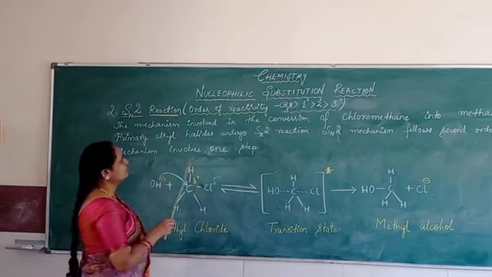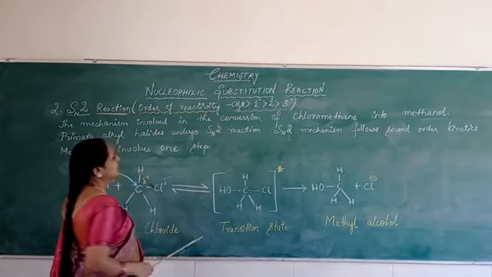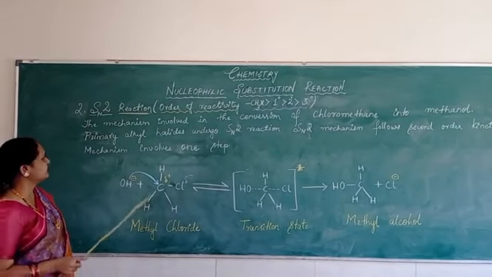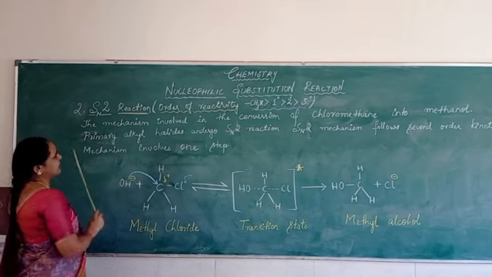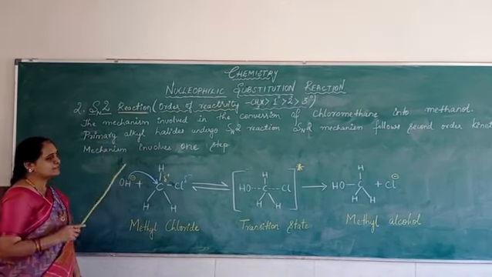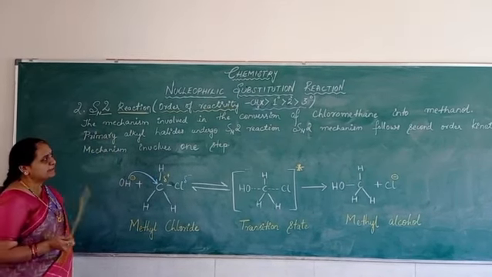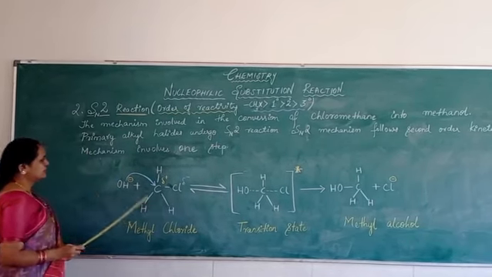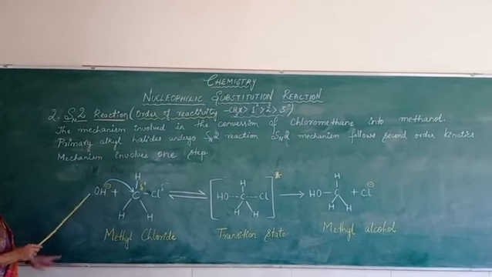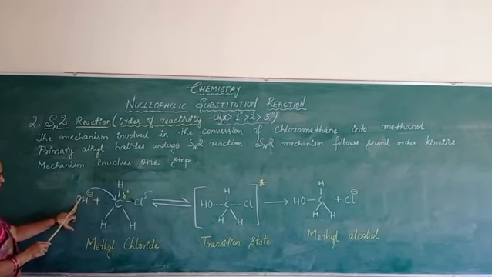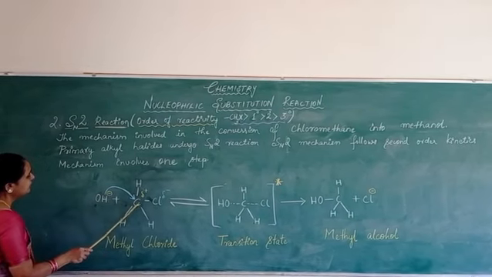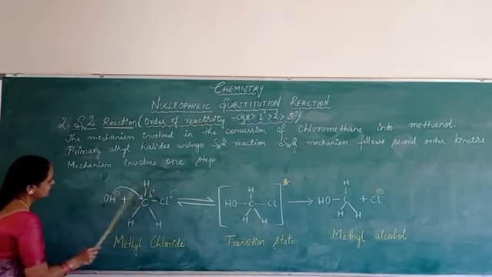Usually, primary alkyl halides undergo nucleophilic substitution reaction by the SN2 mechanism. The SN2 mechanism usually involves only one step, but it follows second order kinetics. So, in the mechanism, the nucleophile OH minus attacks the carbon atom from the rear side of the leaving group.